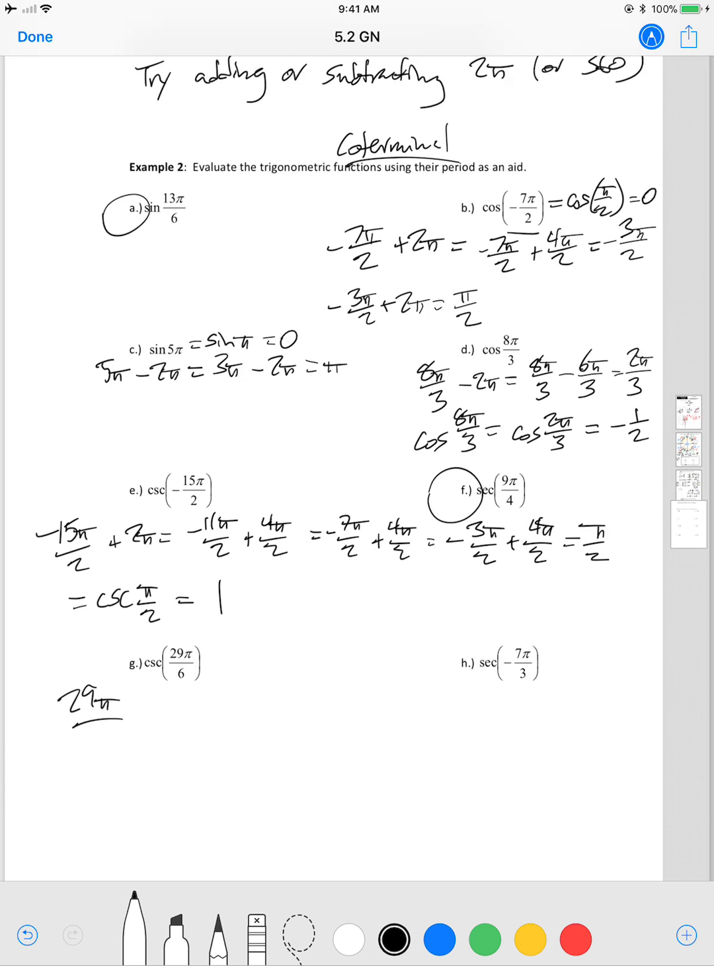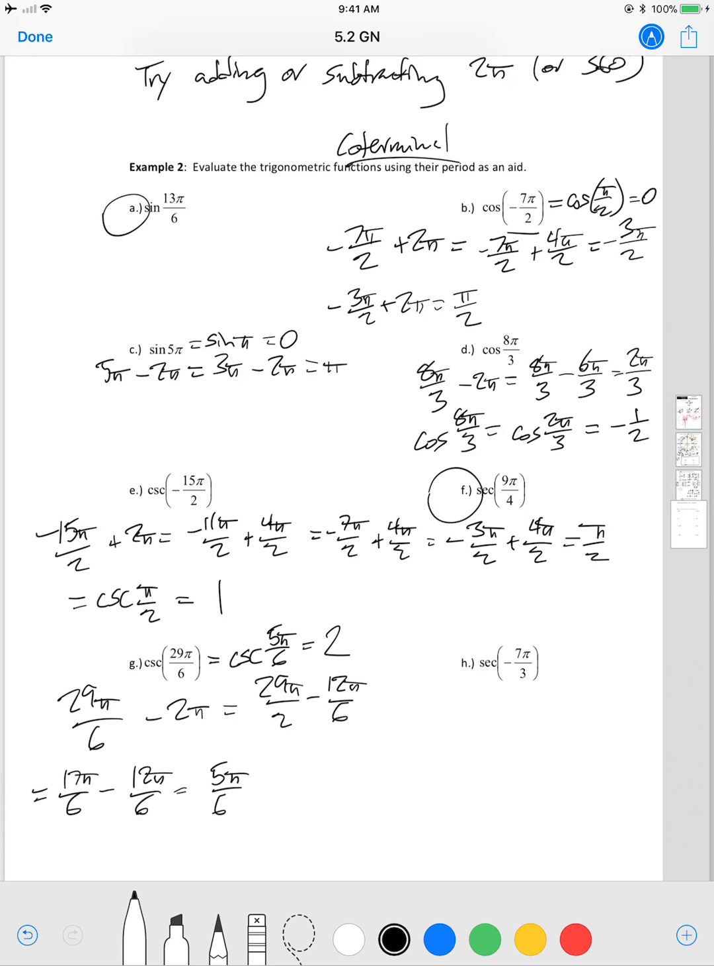So 29 pi over 6. Subtract 2 pi, because that's a weird fraction and a big number. In this case, 2 pi equals 12 pi over 6. So this is 17 pi over 6. I'm going to subtract 2 pi again. 5 pi over 6. There's an angle I recognize. Cosecant of 29 pi over 6 ends up being the same as the cosecant of 5 pi over 6. And since cosecant is the reciprocal of sine, I need to know the sine value. The sine value is 1/2. So when I take the reciprocal of that, the cosecant is 2.